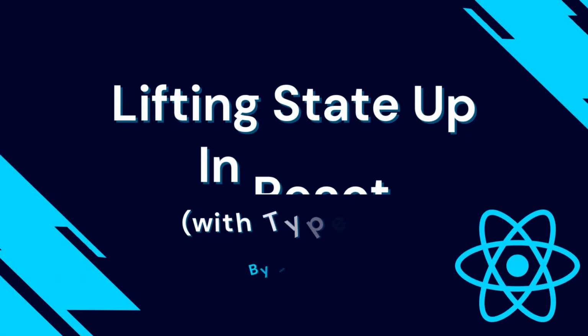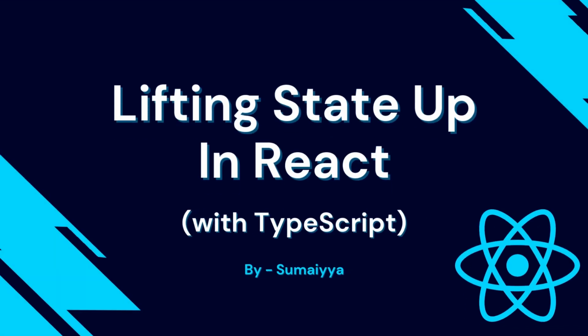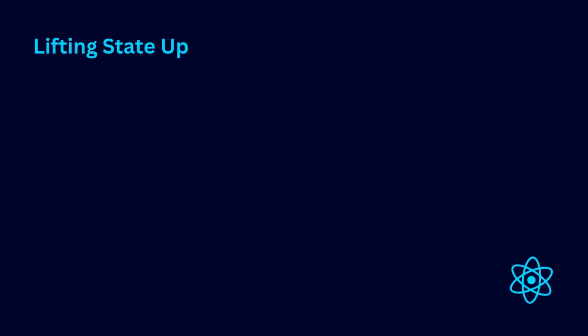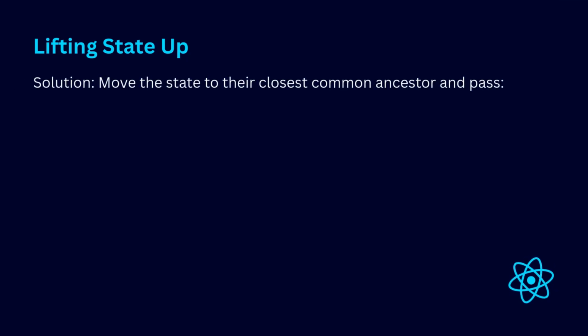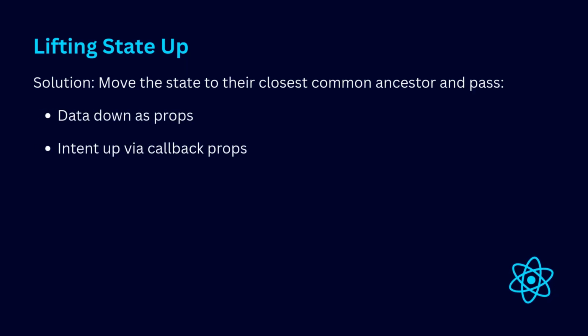In this video, we will learn about lifting state up with TypeScript. Let's first understand why we lift state up. When two or more components need to share or synchronize data, keeping separate copies of state in each child causes bugs, drift, and double updates. The solution is to move the state to their closest common ancestor and pass data down as props, and intent up via callback props. This gives you a single source of truth and predictable rendering.